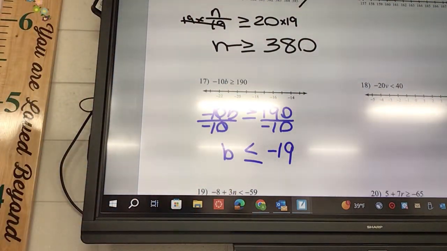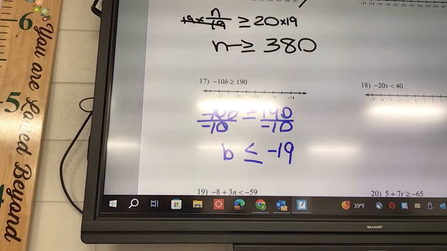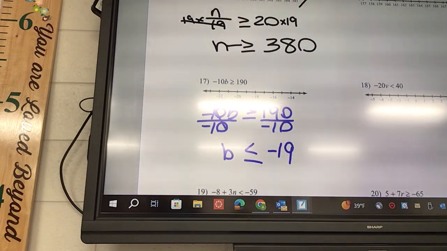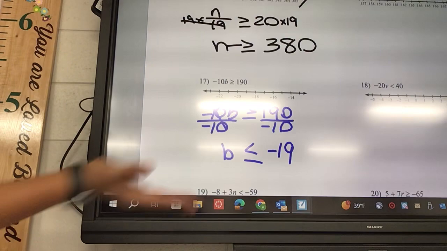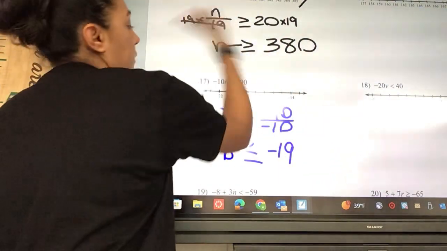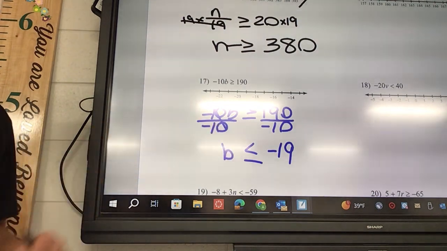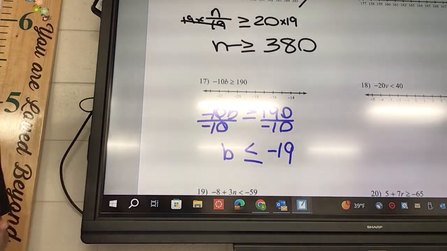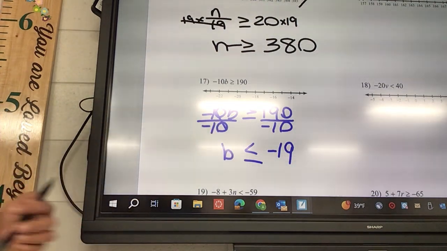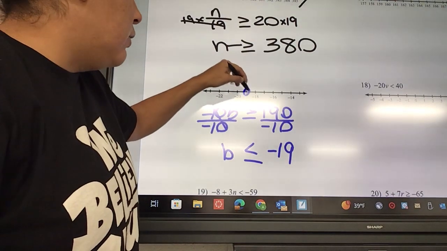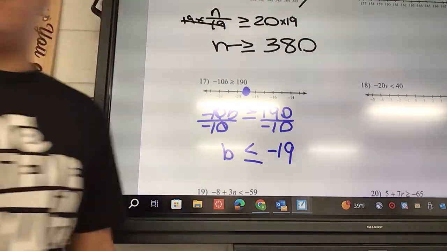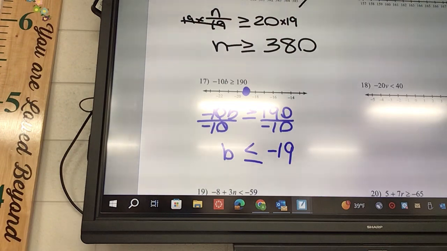That's the only difference. Okay, and really what that does is if you forget to do that, it's not the end of the world. The only change it's gonna make is which way your line's going, whether your line's going this way or this way. But your dot should still be your dot. Even if you forgot to flip, okay? You would still do a closed dot on 19, okay? It'll mess up the direction of your line, which is not the end of the world.